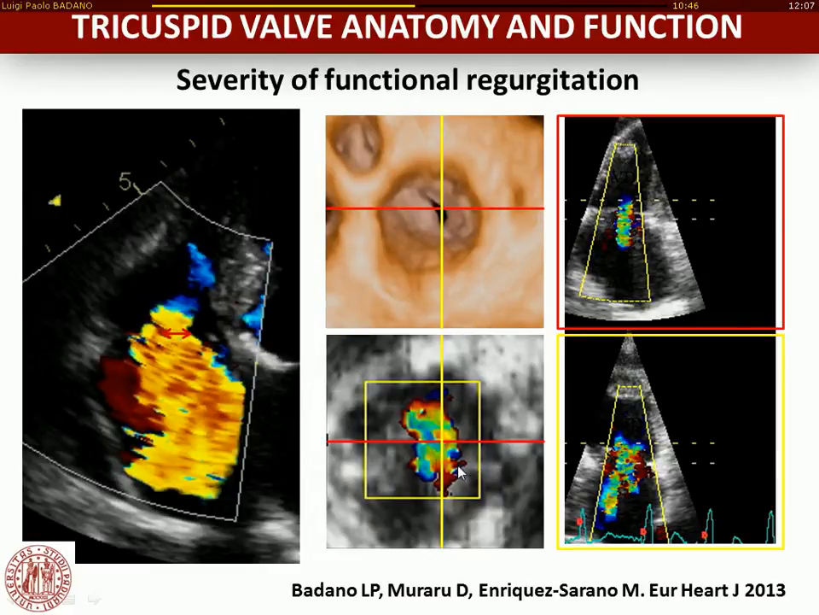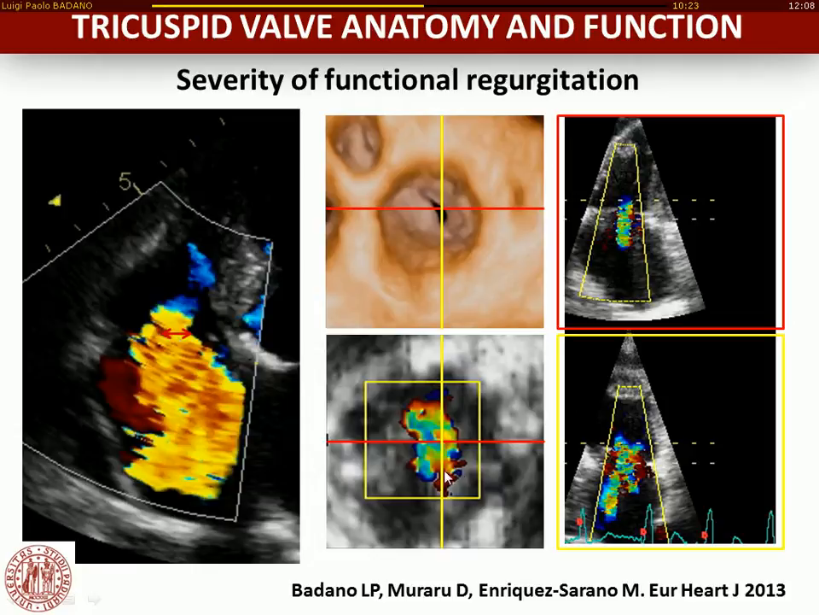And this is well explained by this view. This is the unfaced view of the vena contracta from the atrial perspective. And these are two cuts. The red one is the direction of the four-chamber view, and you see that here there is this vena contracta that may be mild or moderate.